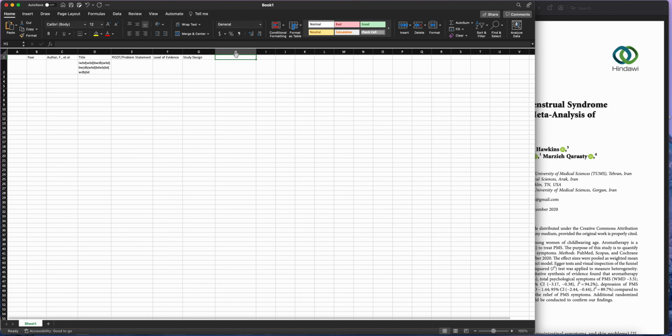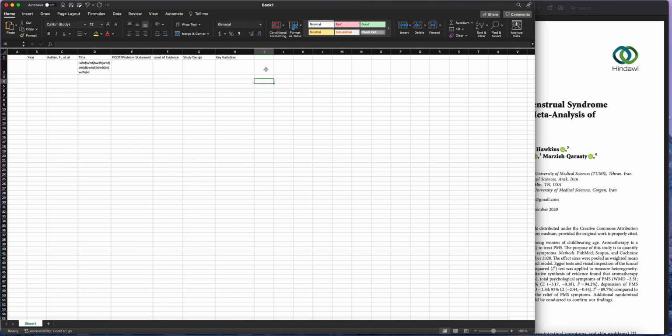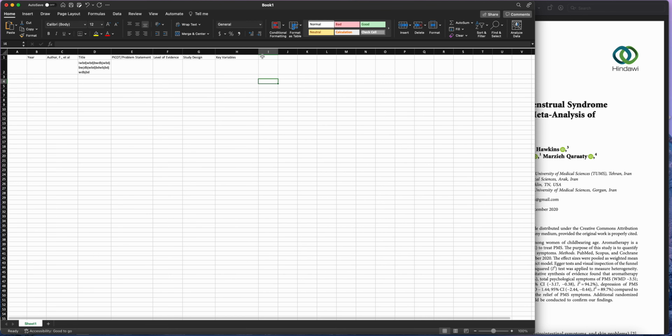And then I want you to identify the key variables. So really the independent and the dependent variables, if that's pertinent to your study. And then talk about the population a little bit.